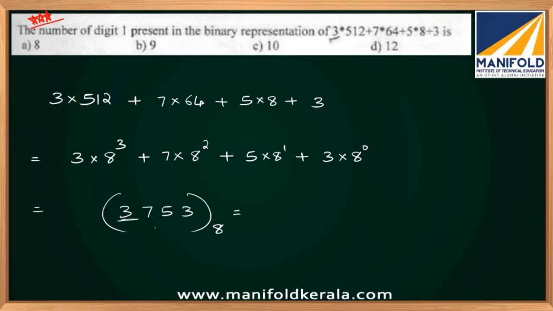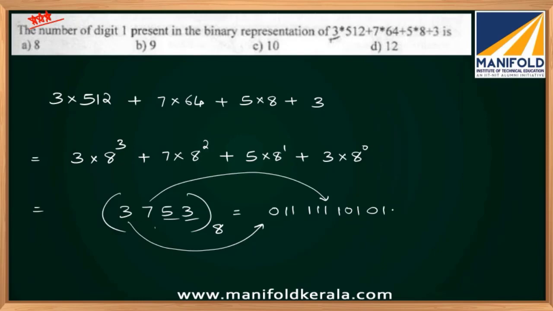It's a direct conversion. Now you will replace 3 with what? You will replace 3 with 0, 1, 1. You will replace your 7 with 1, 1, 1. You will replace your 5 with 1, 0, 1. You will replace the 3 with 0, 1, 1. So basically this will be your binary representation.